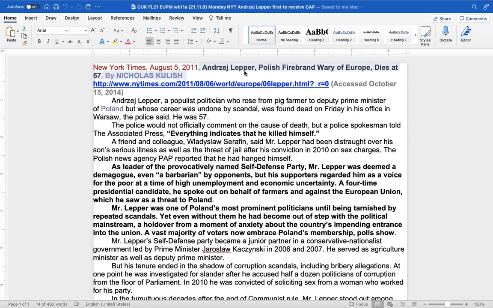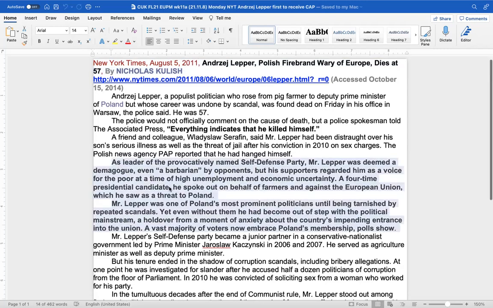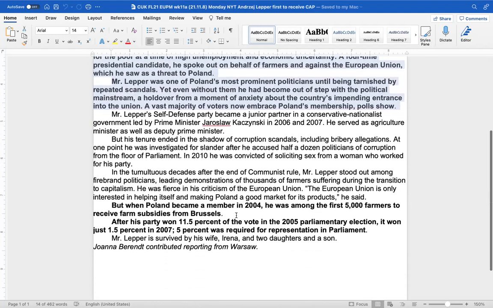Once the Polish farmers became familiar with the European Union's Common Agricultural Policy, CAP. And he was charged with sexual assault, that he sexually assaulted his secretaries, and he just sort of disappeared. Yeah, it says here, but when Poland became a member of the European Union in 2004, he was among the first 5,000 farmers to receive farm subsidies from Brussels, the Common Agricultural Policy subsidies from Brussels.